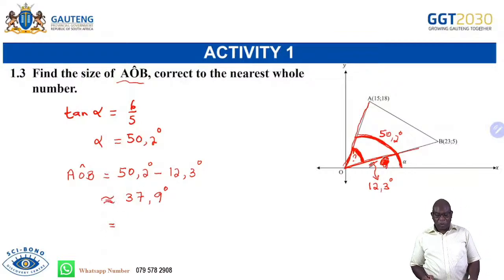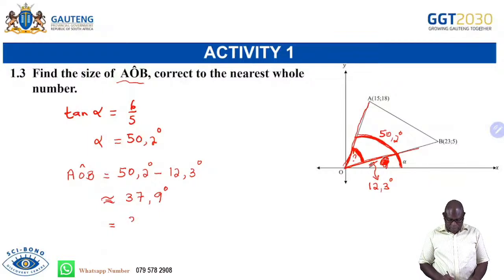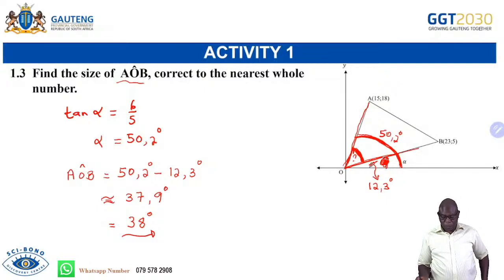But they said we need to write down, correct that to the nearest whole number. If you don't do that, then you lose that mark. So to the nearest whole number, we need to write it as 38 degrees. Okay, so now we know that AOB is 38 degrees. All right, very interesting question there.